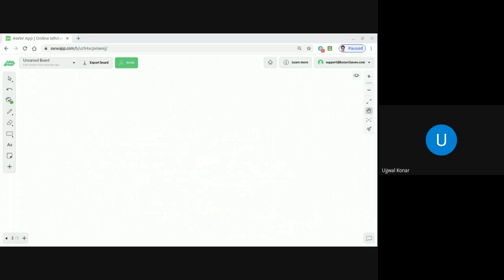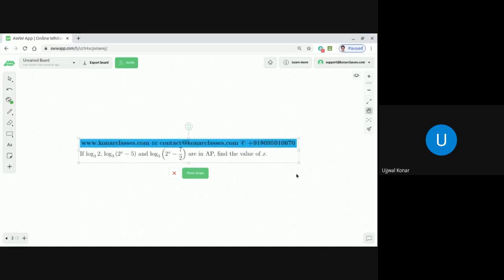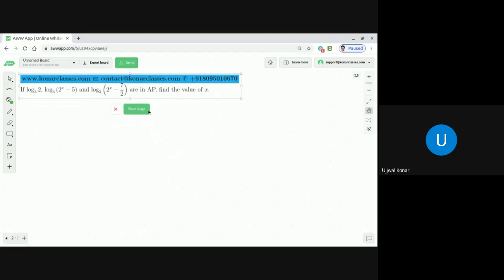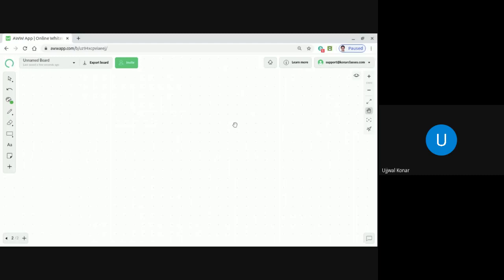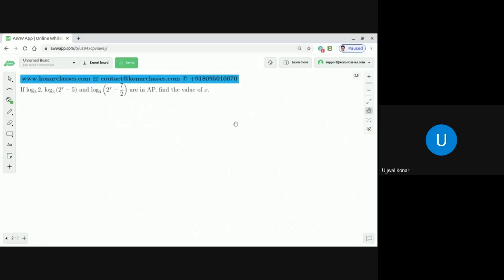The question I'm going to give is a very representative question. You need to apply the concept of logarithm as well, dear students. All of you got the question, dear students? Go ahead.